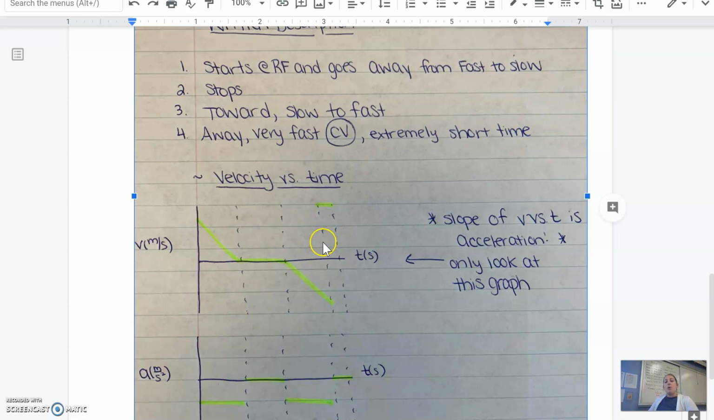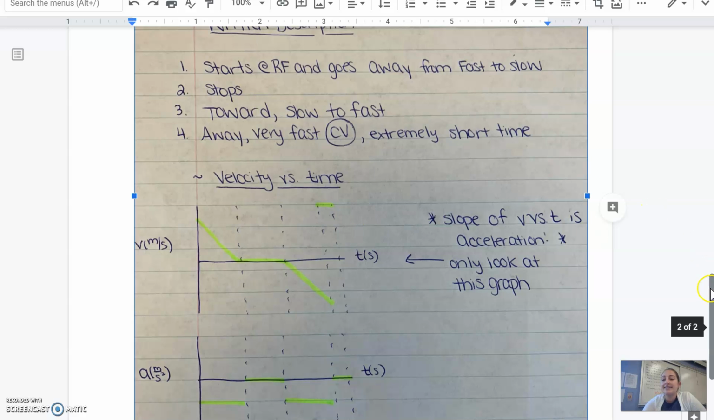Then once again, we go away, so we pop back up into that positive quadrant, and we're going at a very fast velocity, so it's going to be a really big number, so that's why I have it in the highest position, and it's a constant velocity, so now we're back to a horizontal line.